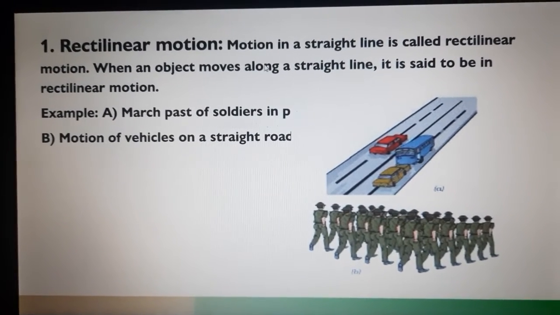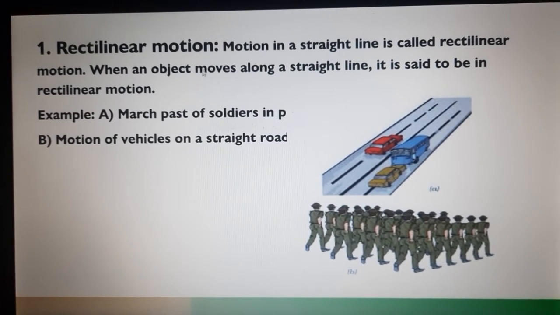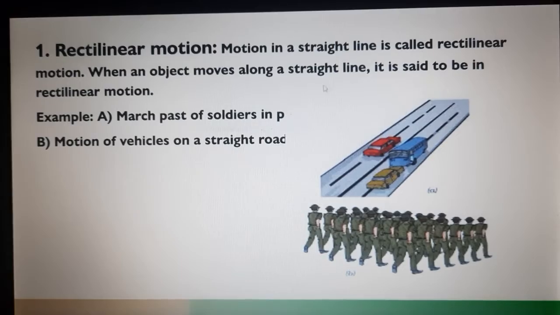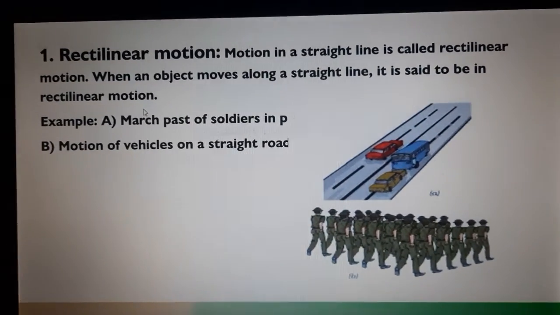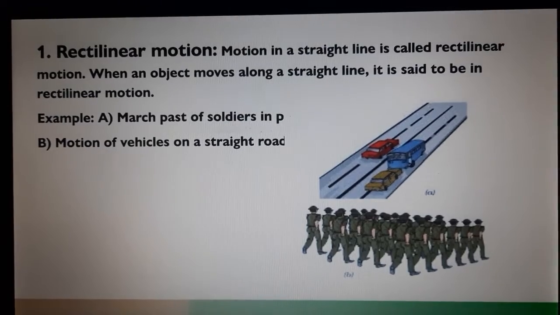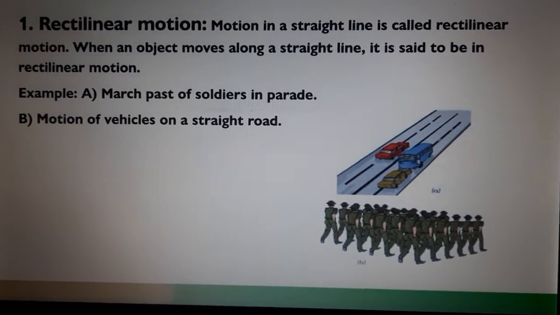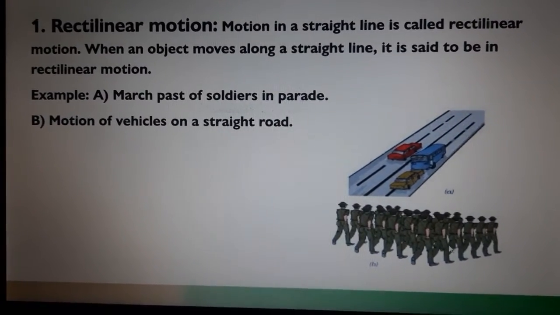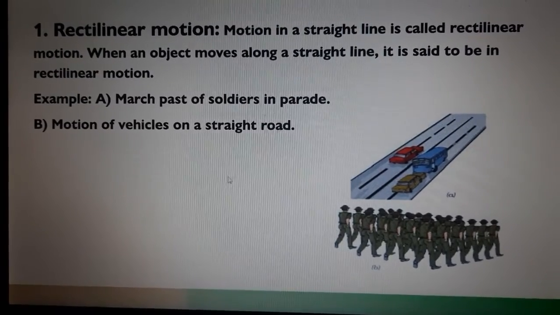Rectilinear motion. A motion in a straight line is called rectilinear motion. When an object moves along a straight line, it is said to be in rectilinear motion. So, the examples are march past of soldiers in parade. So here you can see the soldiers are marching in a straight line. So this is a rectilinear motion.